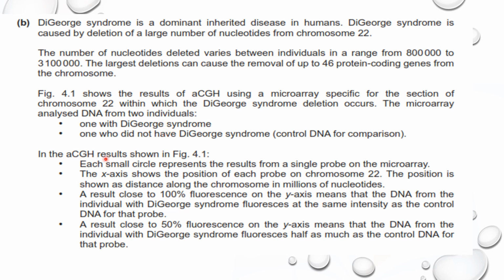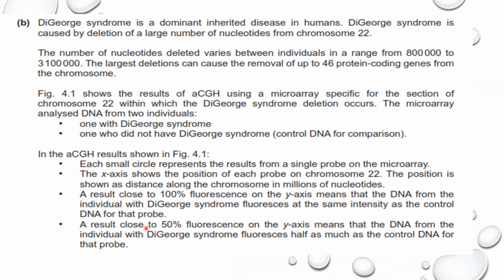In the aCGH results shown in Fig 4.1, each small circle represents the result from a single probe on the microarray. The x-axis shows the position of each probe on chromosome 22. The position is shown as distance along the chromosome in millions of nucleotides. That's x. As a result close to 100% fluorescence on the y-axis means that the DNA from the individual with the DiGeorge syndrome fluoresces at the same intensity as the control DNA for that probe. So they have the same genes, right?